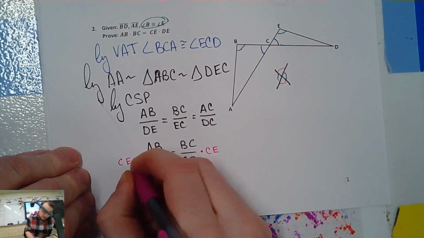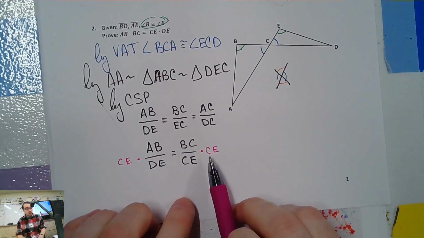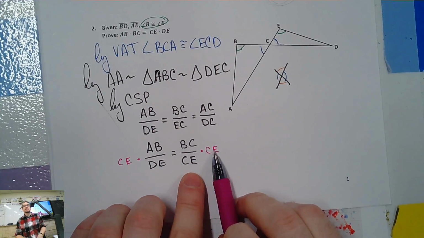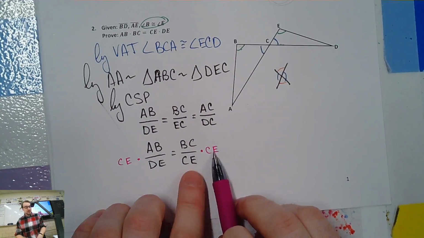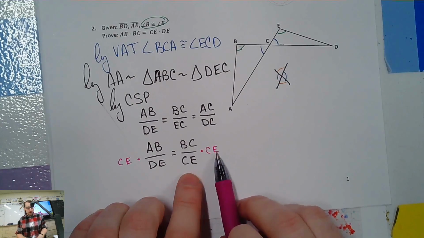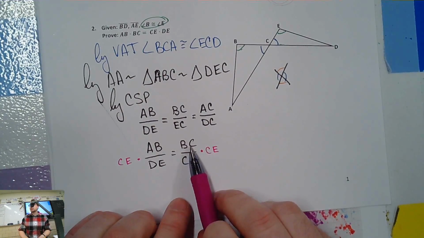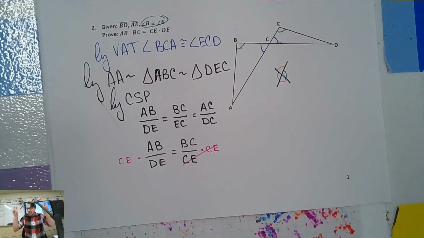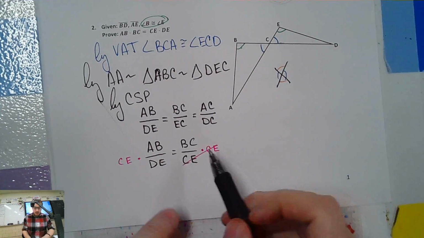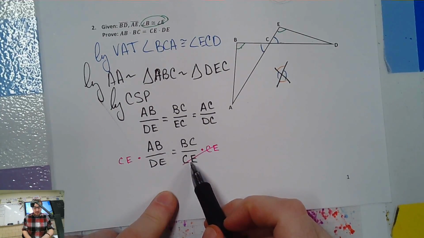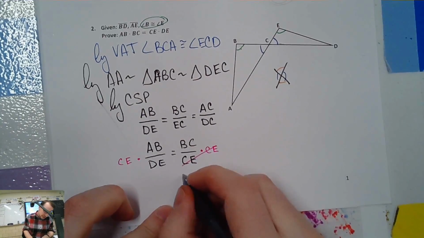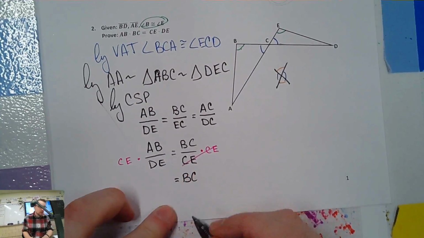Now, why do these things go away? Because what we have here is CE divided by CE. What is CE divided by CE? 1, right? And then we have 1 times BC, which is BC. So it goes away. It becomes 1, right? CE divided by CE, that's 1. And 1 times BC is just itself. So that's why it goes away, right?